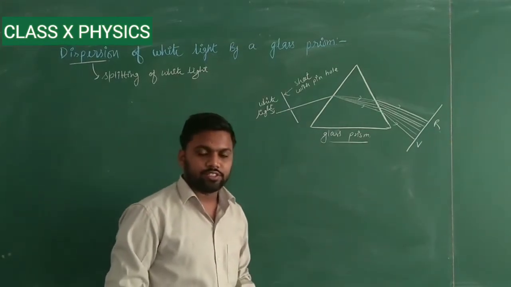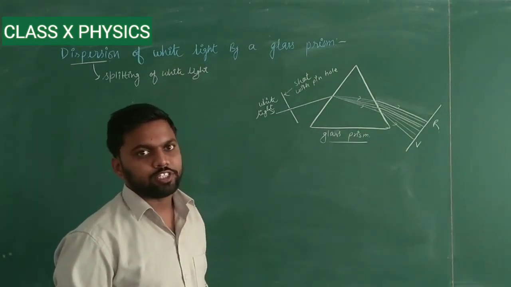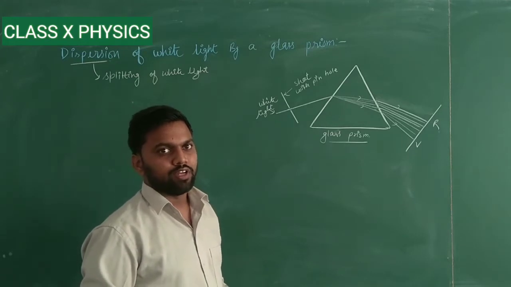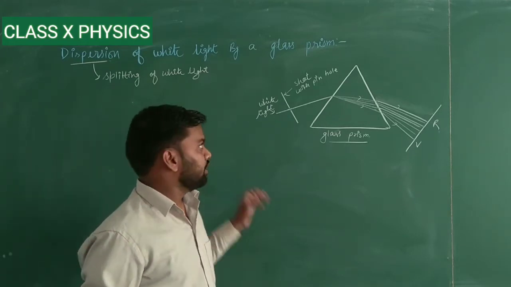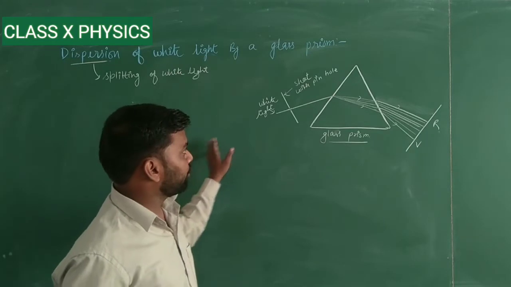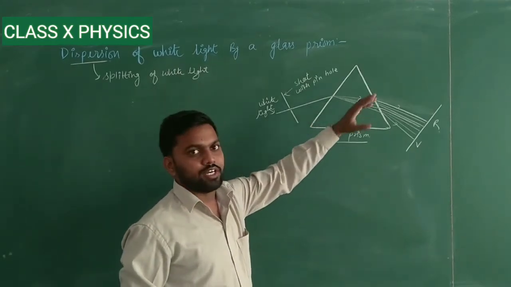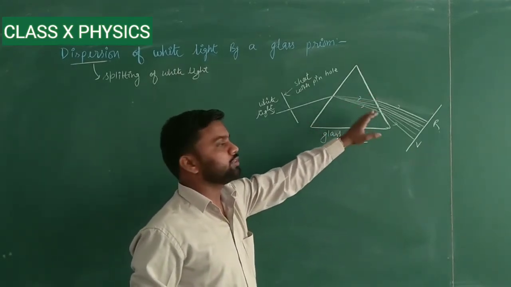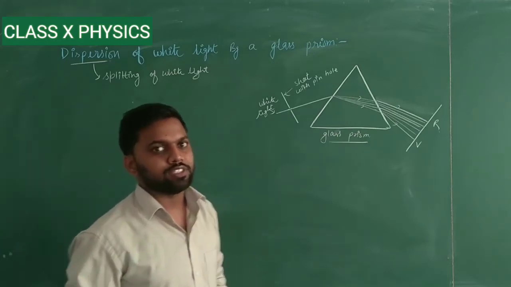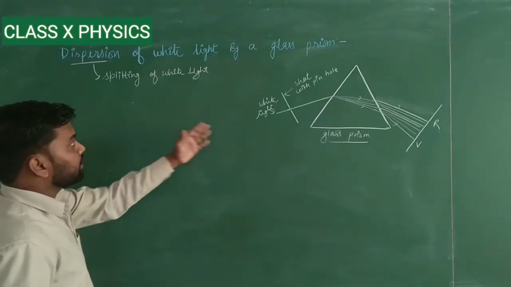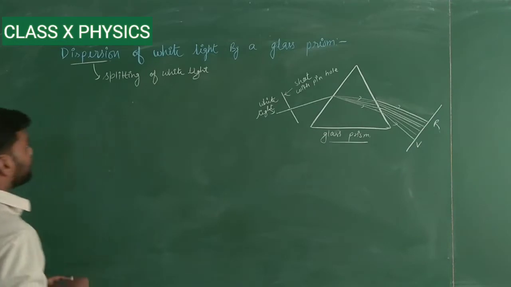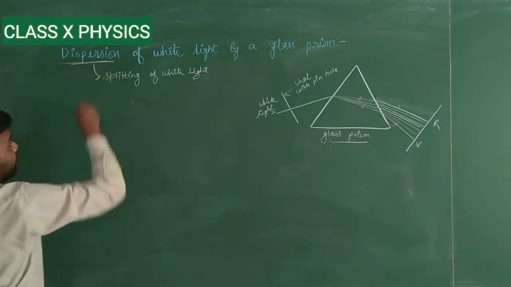Hello students, in this session we will see the dispersion of light through a prism. We have already seen that whenever light falls on the prism, it goes through two refractions at two surfaces. Here we will see the dispersion of light by a glass prism. First of all, we need to know what the dispersion of light is.